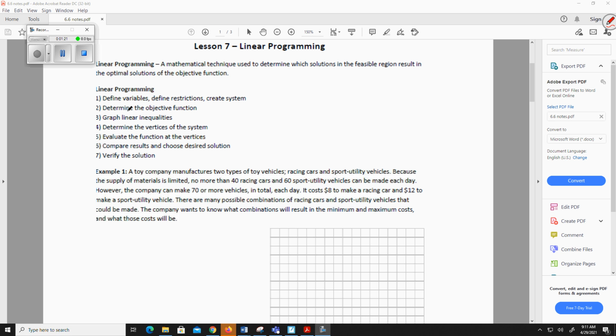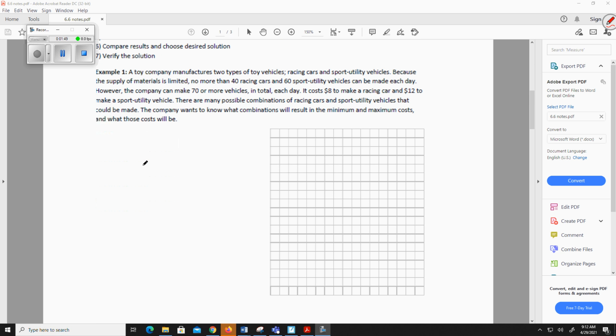So here are the steps you follow. You always define your X and Y variables. You create your system, those are your parameters, your constraints. Determine the objective function, and graph it. Find the vertices where they connect, the points of intersection. Evaluate, then compare and get the result that you want. Okay? Then it says here you can verify your solution. The check is always up to you. I'm not going to make you do it on a test, but it's a nice way to double check.